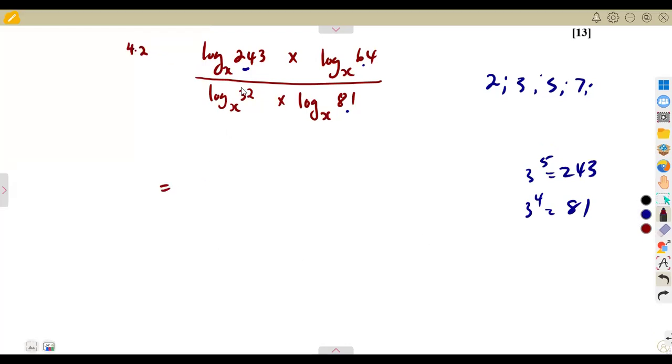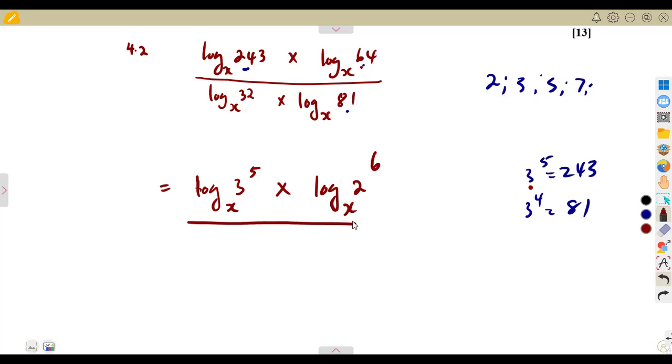So in this case, 243 in simplest form is the same as log 3 to the exponent of 5 in the base of x, multiplied by 64 in the simplest form, that is 2 to the exponent of 6 in the base of x, divided by 32 when written in the base of 2, the simplest base, which is 2 to the exponent of 5 in the base of x, multiplied by 81 in the simplest base, which is the base of 3. 81 is 3 to the exponent of 4 in the base of x.